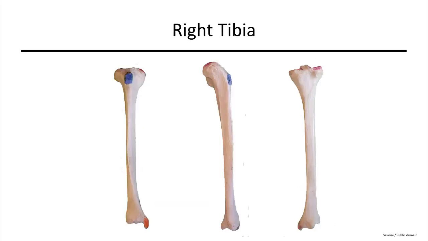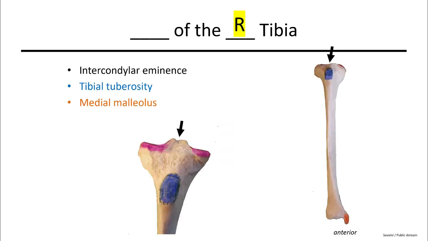So here are the different views of the right tibia. We can see the intercondylar eminence, which is this really prominent ridge that actually will go between the two condyles of the femur when we look at the knee. The tibial tuberosity is this rough portion on the anterior surface. That's where the patellar ligament attaches to. And then your medial ankle bone, that people like to commonly call it, is actually known as the medial malleolus of the right tibia in this case.